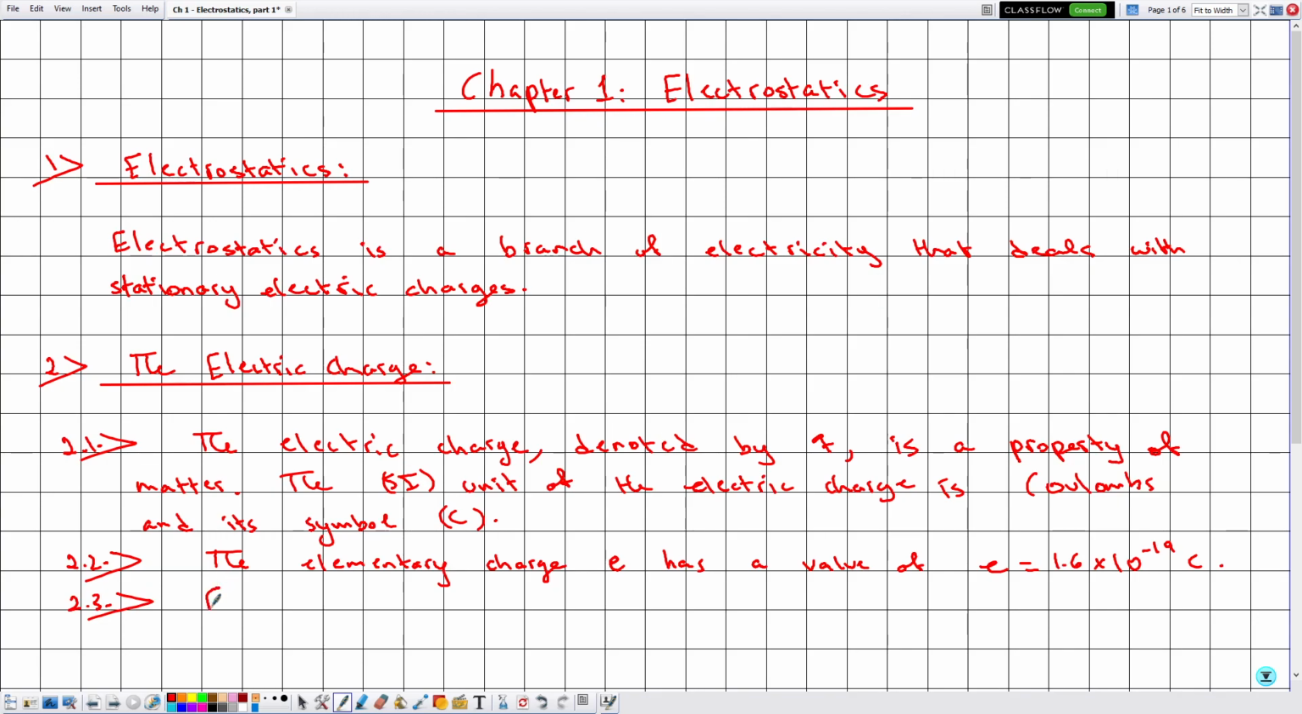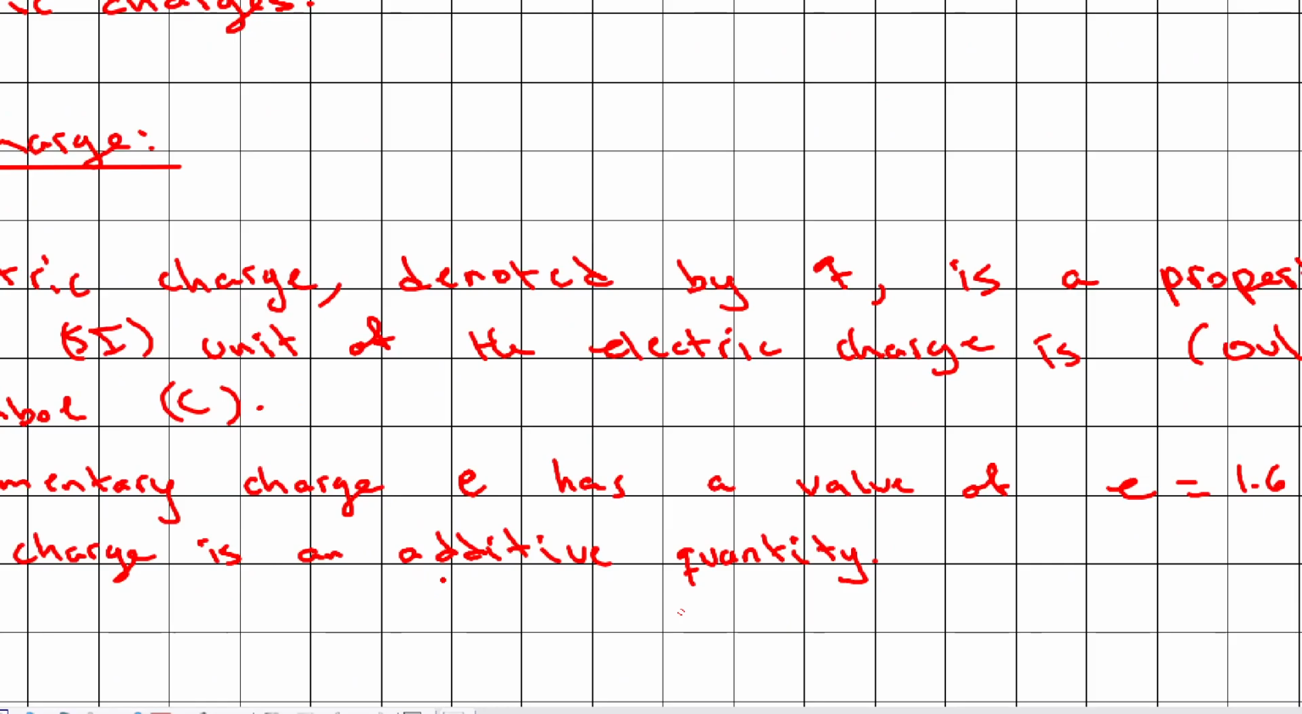And let me add here in 2.3, electric charge is an additive quantity. Now, quantities in physics can be classified into additive quantities and non-additive quantities. For example, we can talk about the total mass and the total volume. So we can add the masses, but we cannot add the densities.